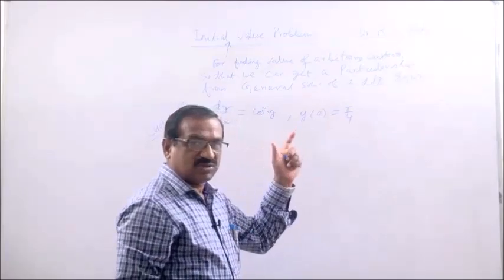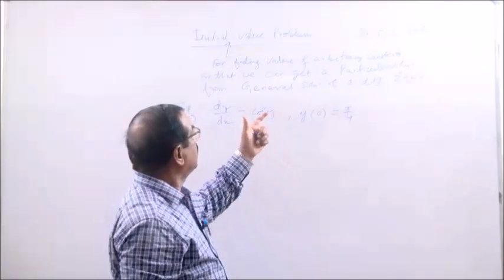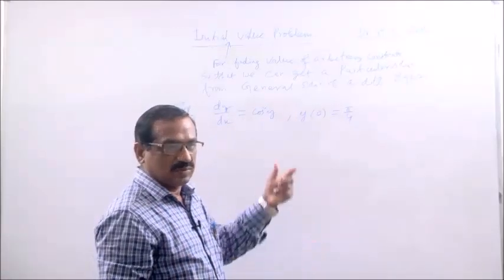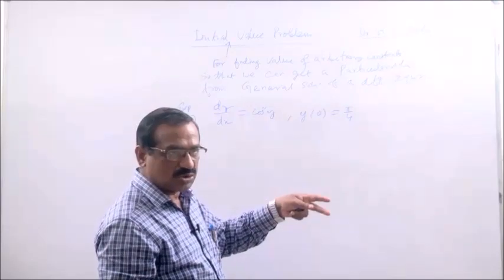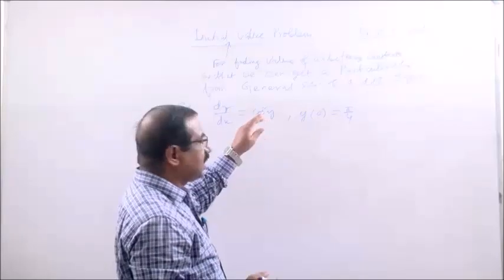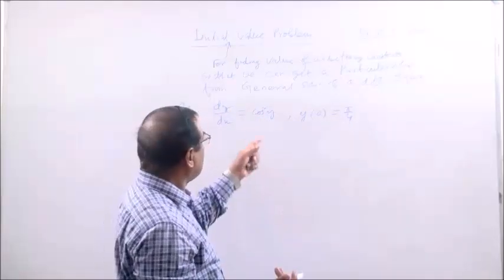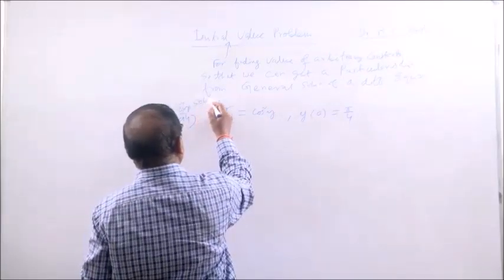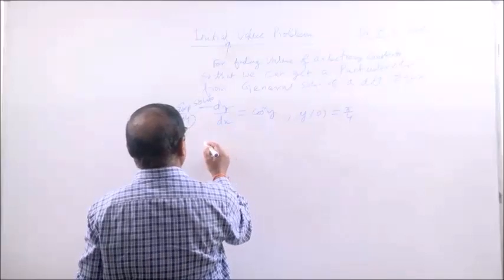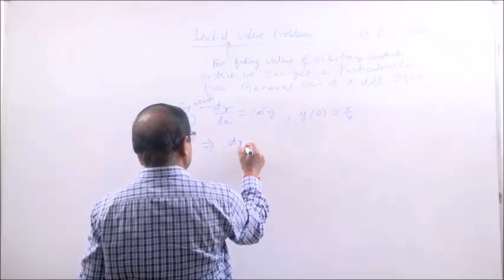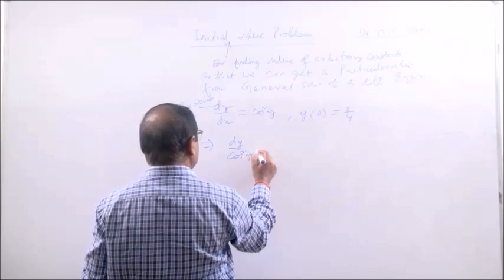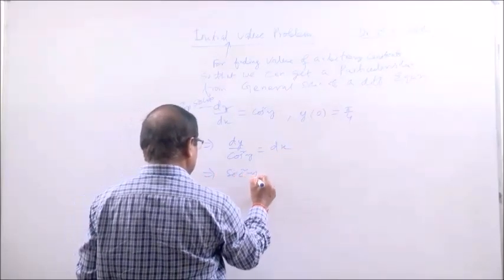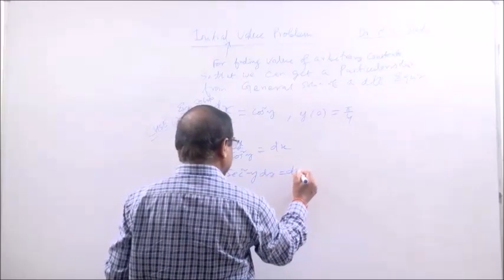In the previous classes we have discussed the particular solution of a differential equation. There are two kinds, general solution and particular solution. In the general solution we have an arbitrary constant. Now how will we eliminate the arbitrary constant? Let us do this. You see, by the variable separable method we proceed. This is sec square y dy is equal to dx.